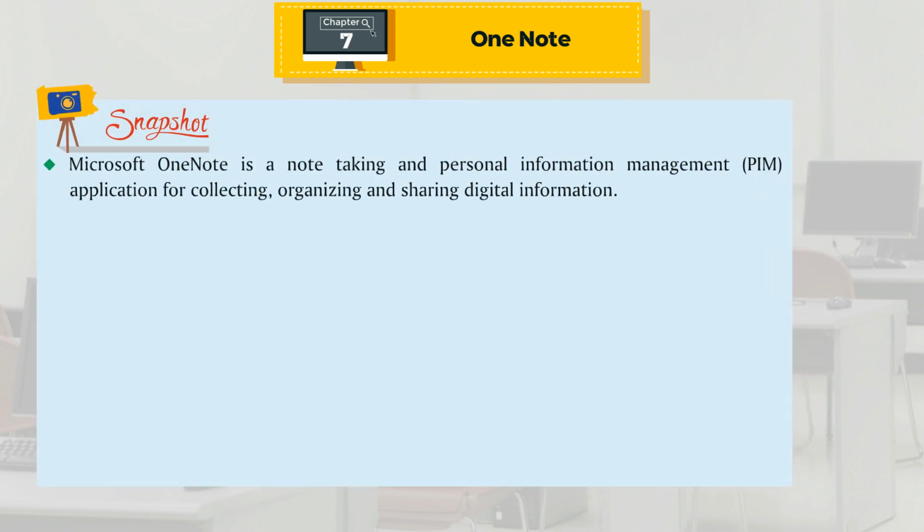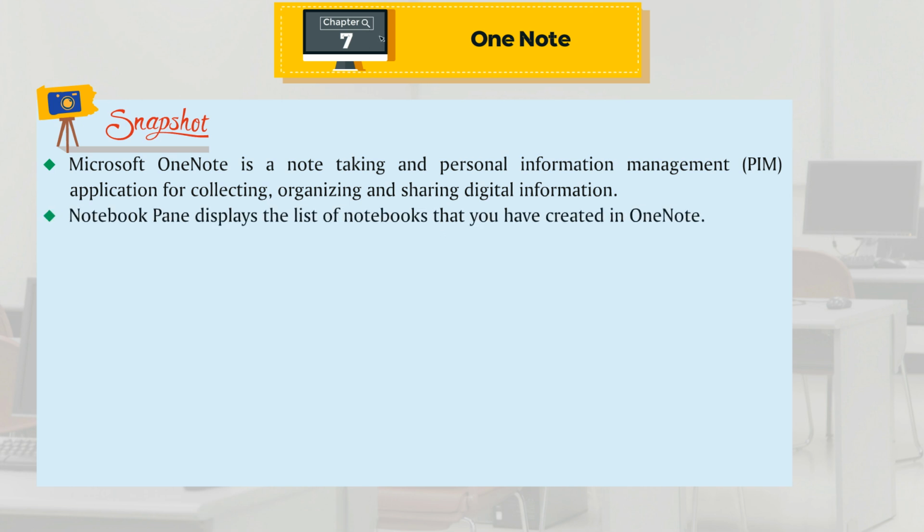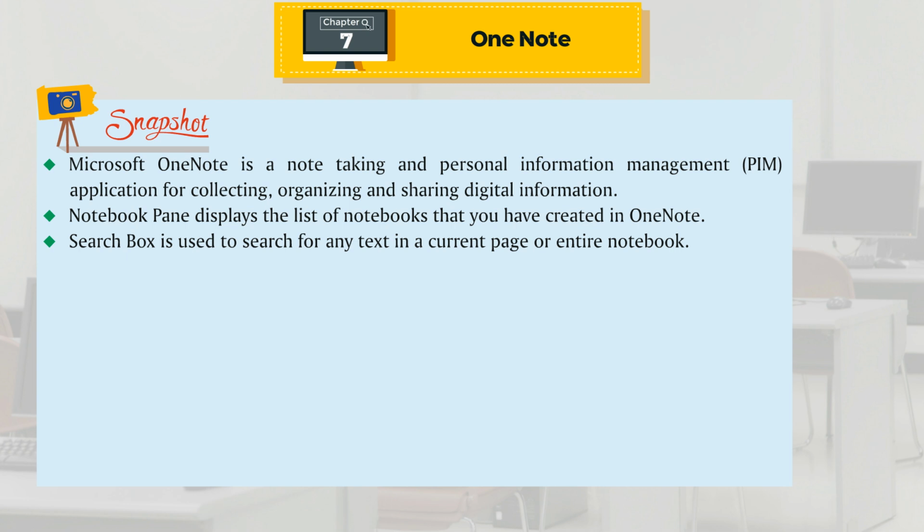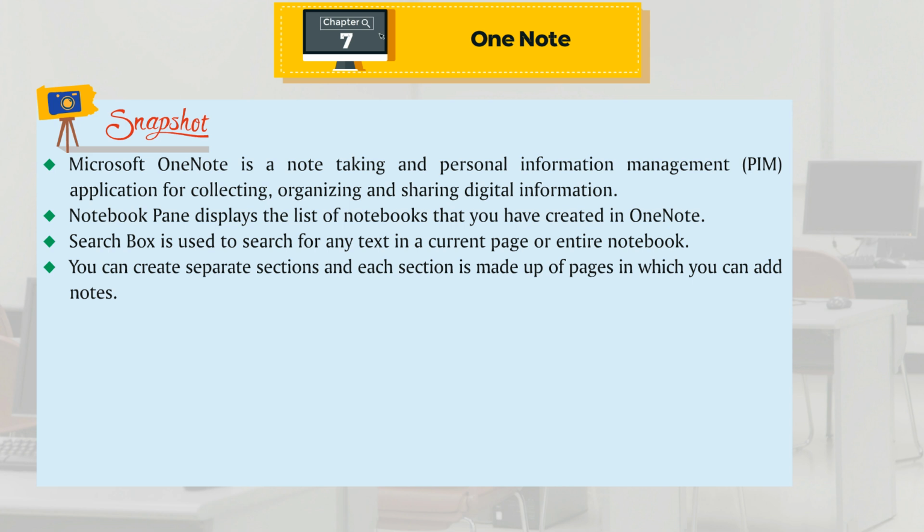Snapshot. Microsoft OneNote is a note-taking and personal information manager (PIM) application for collecting, organizing, and sharing digital information. The Notebook pane displays the list of notebooks that you have created in OneNote. The Search box is used to search for any text in the current page or entire notebook. You can create separate sections, and each section is made up of pages in which you can add notes. By default, there is only one section in a notebook.